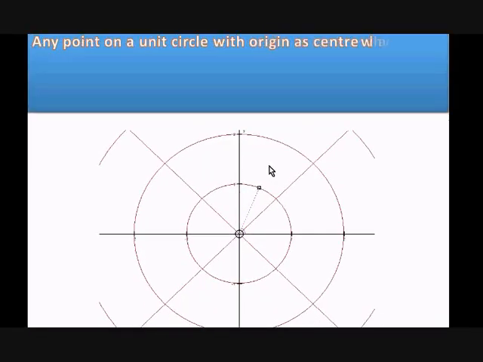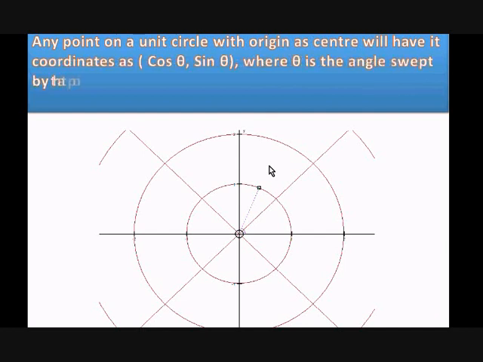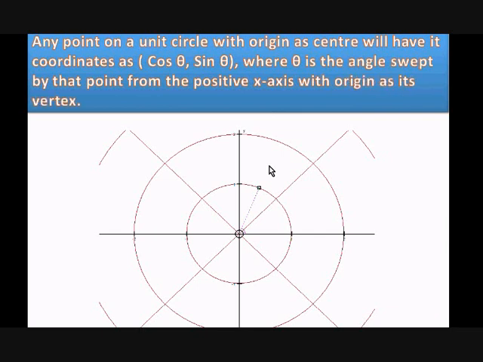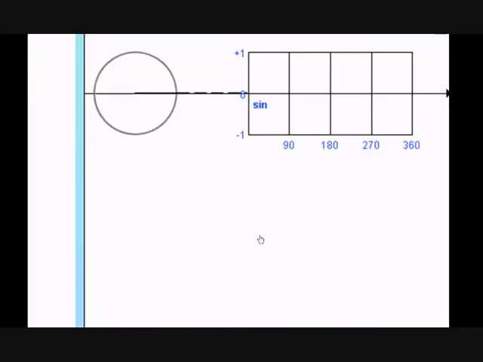Hence, what we have seen is any point on a unit circle with origin as center will have its coordinates as cos theta, sine theta, where theta is the angle swept by the point from the positive x-axis with the origin as its vertex. This is a summation of what we have done just now. This concept is useful in making the graph of sine and cos.